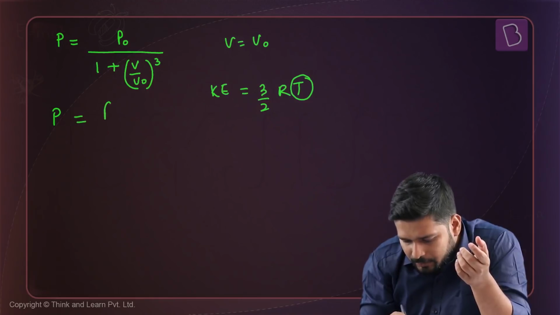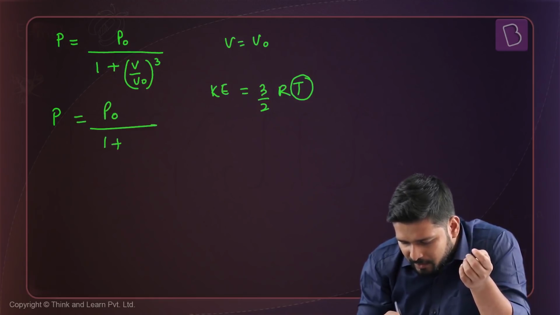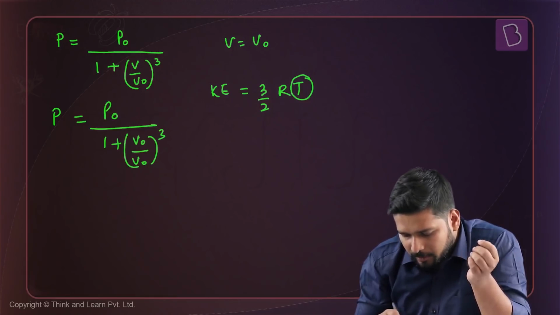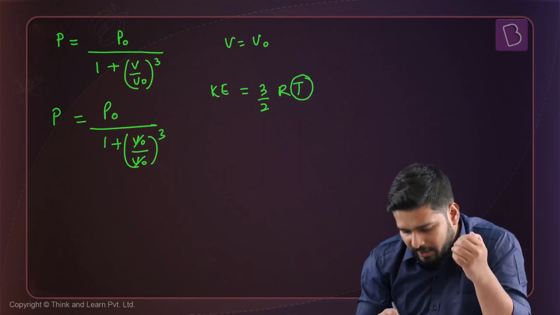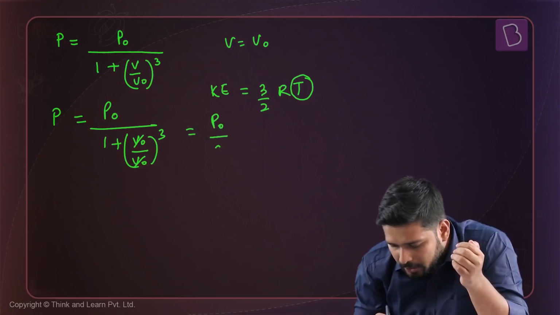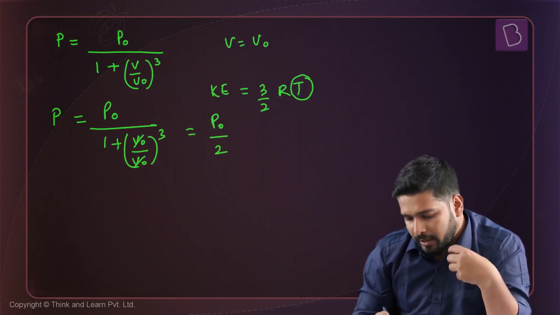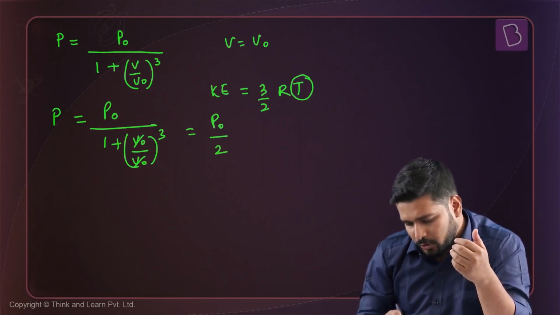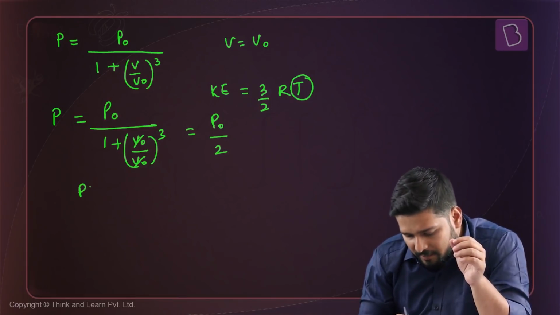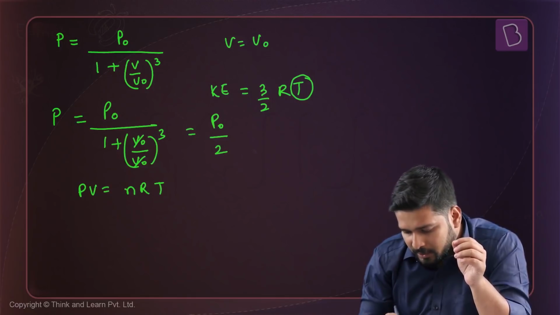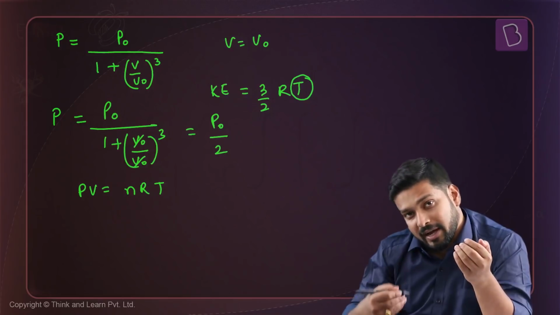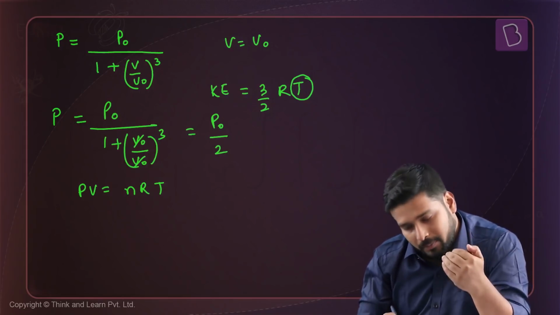So P equals, I'll substitute, P naught divided by 1 plus V, I can write it as V naught upon V naught, and the whole to the power 3. So of course these will get cancelled out and we get 1. So 1 plus 1 will become equal to 2. So I get P equals P naught upon 2. Now if I apply the formula PV equals nRT, I can write it for P naught and V naught, because that is the condition at which I have to find the value. So I need the temperature at that point, right?